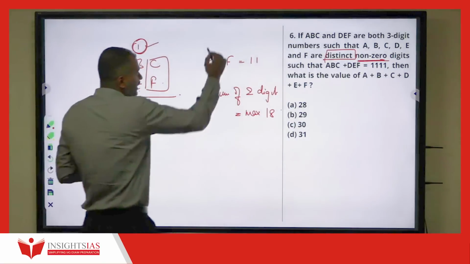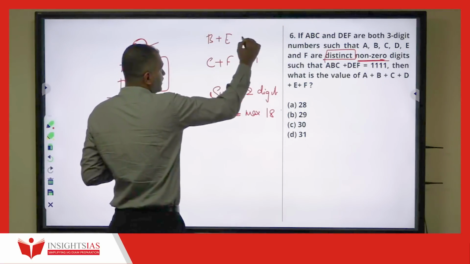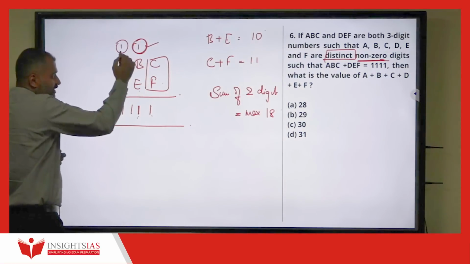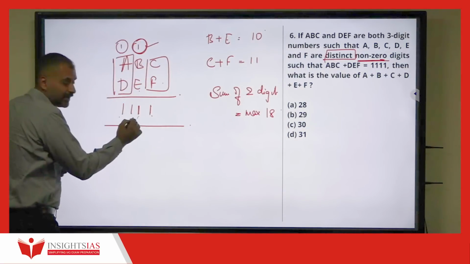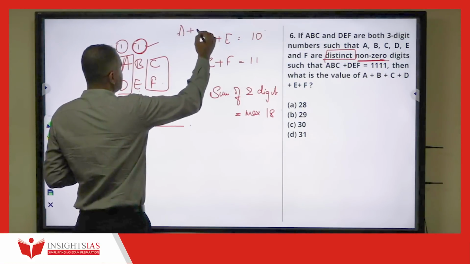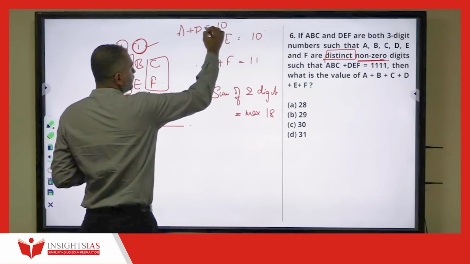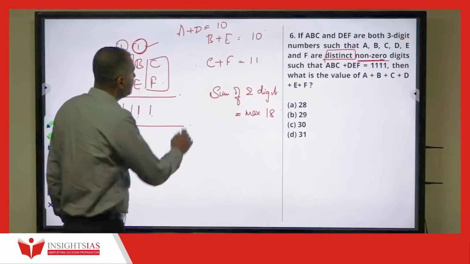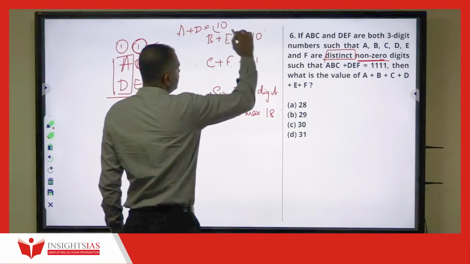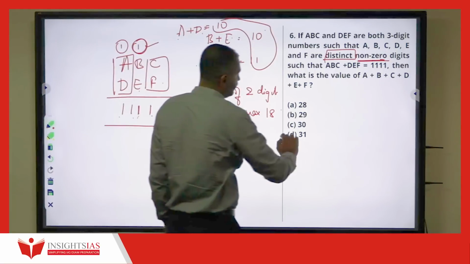So B and E has to be what? It's 1 minus of 11, that is 10. Okay, I am getting 1, again carry 1. Along with this one, these two include 11 here. Okay, means the sum of A plus D is equal to what? 10 only. So A plus B plus C plus D plus E plus F is equal to this much, which is nothing but 31.